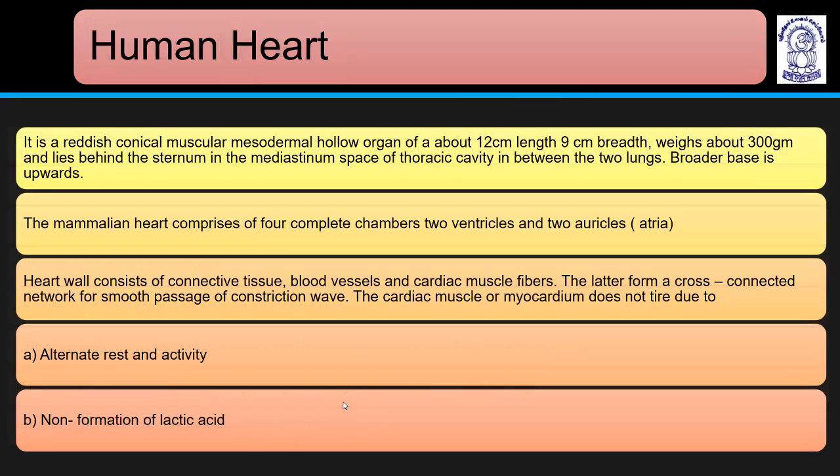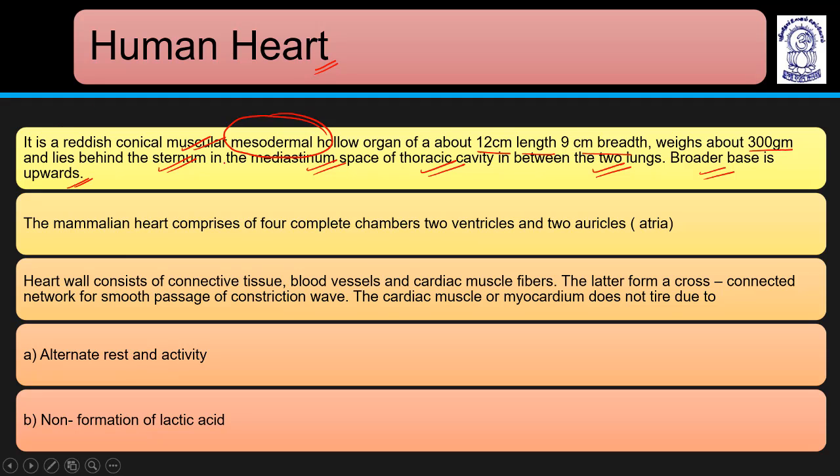Now moving to the next slide, we will discuss the human heart, anatomy of the human heart. It is a reddish, conical, muscular organ, mesodermal in origin. Hollow organ about 12 centimeters in length, 9 centimeters in breadth, weighs about 300 grams and lies behind the sternum in the mediastinal space of the thoracic cavity, in between the two lungs. The broader base is upward.